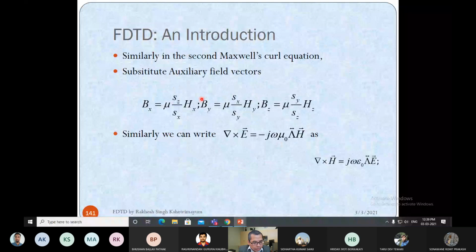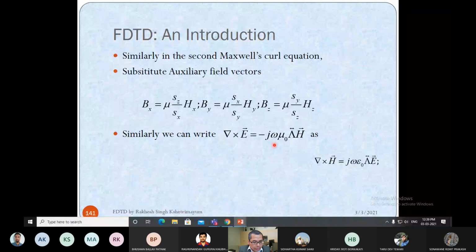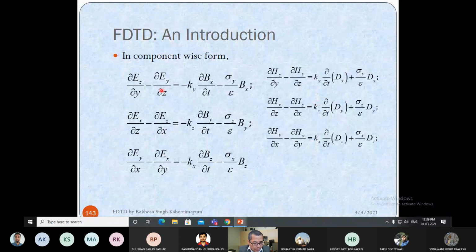You can also do it for the second Maxwell curl equation. Curl of E is equal to minus j omega mu H. Here also you can do the same thing as last time. Curl of E you can express in this form. On the right hand side you have minus del by del t of the first term, and the second term similar to the last case. So you'll have another three components of the second Maxwell curl equation, and from the previous Maxwell curl equation you have another three. So you have 6 equations.